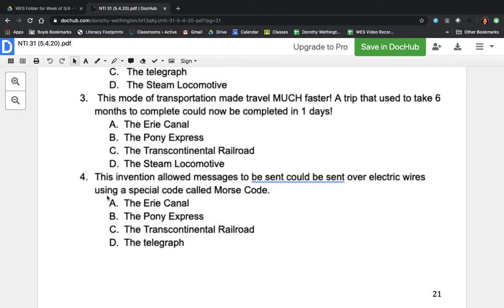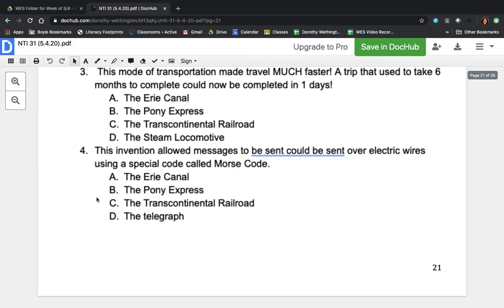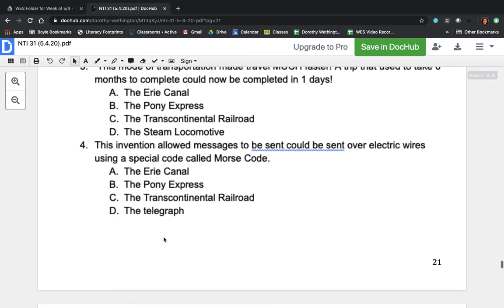Number 4. This invention allowed messages to be sent over electric wires using a special code called Morse code. A. Erie Canal, B. The Pony Express, C. The Transcontinental Railroad, or D. The telegraph.